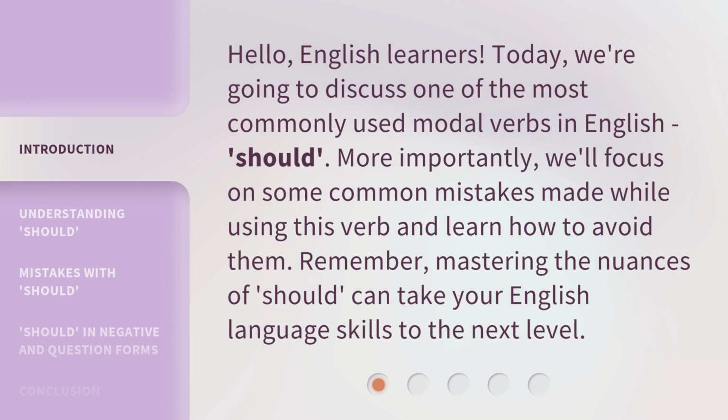Hello, English learners. Today, we're going to discuss one of the most commonly used modal verbs in English, should. More importantly, we'll focus on some common mistakes made while using this verb and learn how to avoid them. Remember, mastering the nuances of should can take your English language skills to the next level.